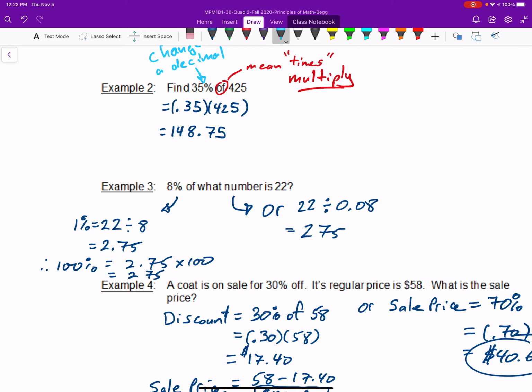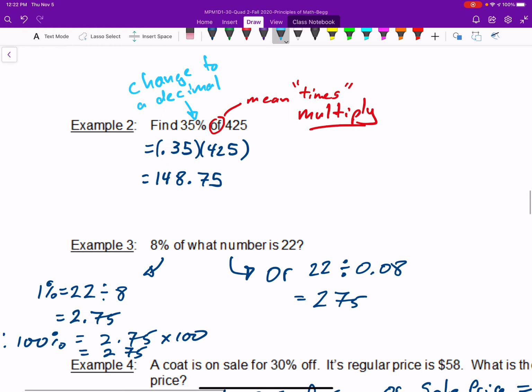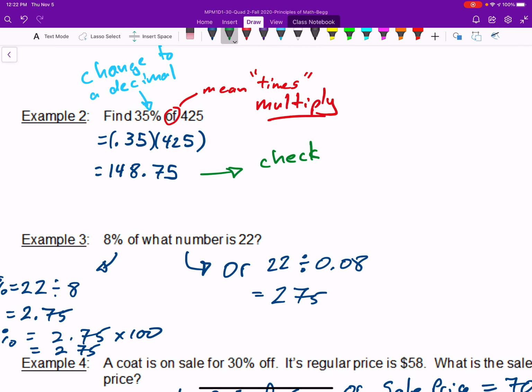So I could check my work, but I know I'm talking about example 2 now. I don't mean to confuse anybody. I just thought that this would be a good thing to check. So I could check this work by doing the opposite. So if I took my number of 148.75 and divide that by 0.35, I should get the number I started with. 148.75 is 35% of 425. So doing the opposite, dividing, should get me back to where I started.